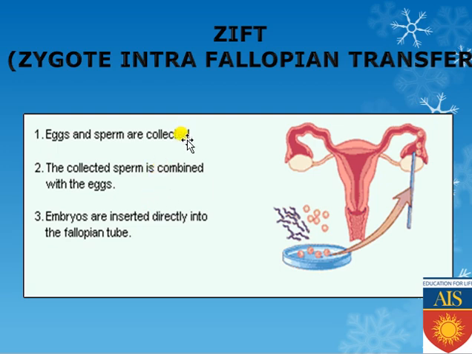So this is the target of zygote intrafallopian transfer, where we produce the zygote outside of the female body artificially, and after that the zygote is transferred within the upper portion of the fallopian tube. From there, gradually, when the zygote comes up to the endometrium, within that time the formation of the blastula gets completed, and after that it gets implanted in the inner wall of the endometrium.